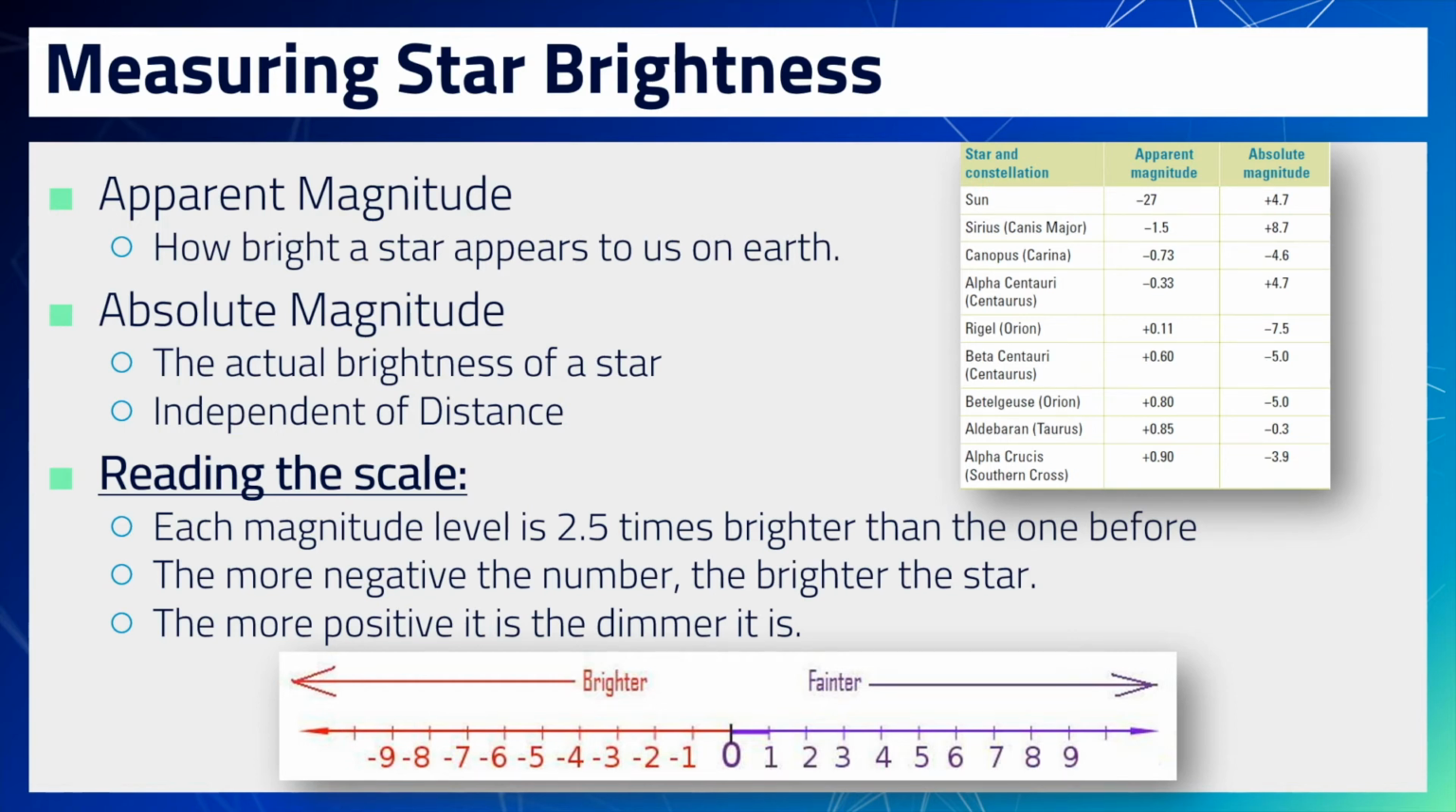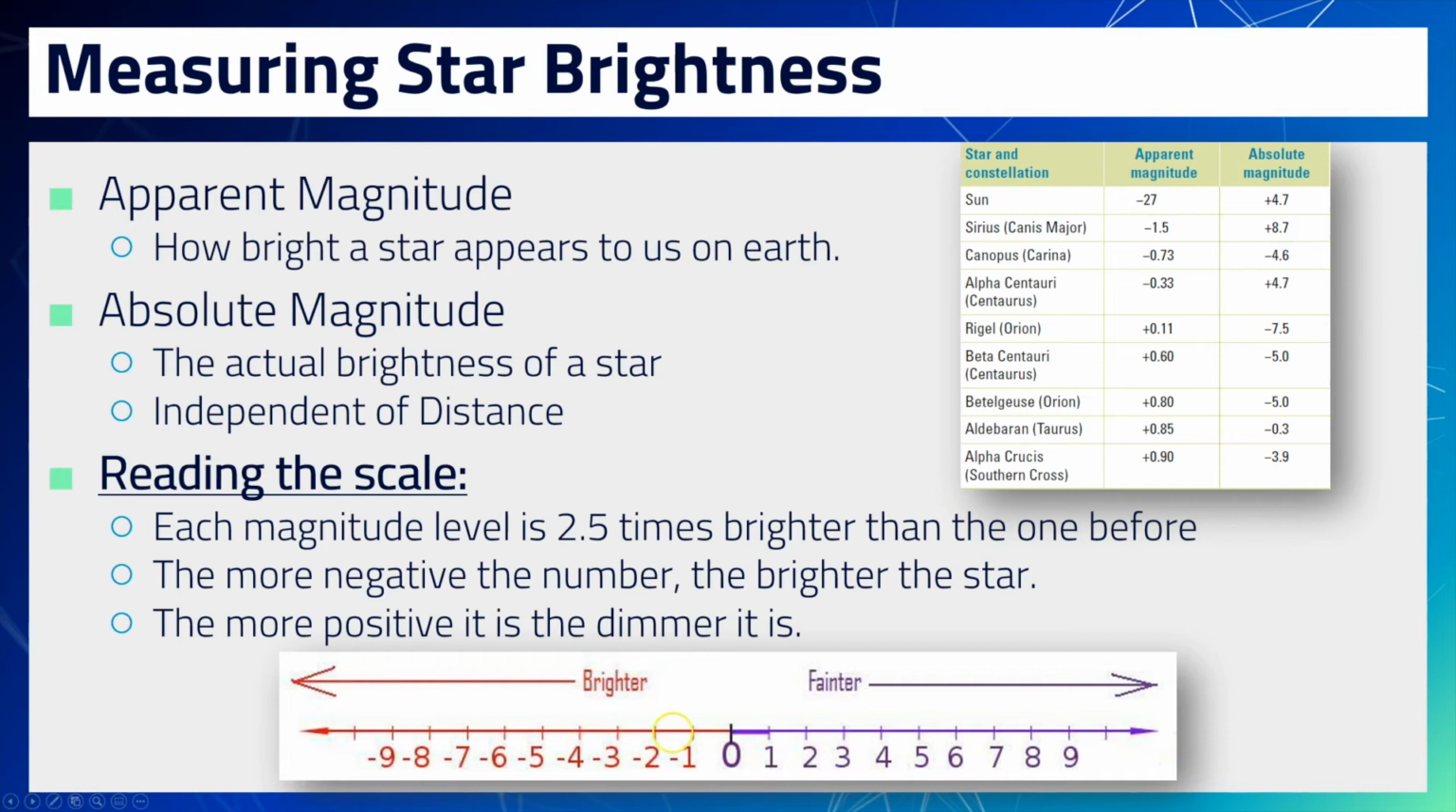Now, we represent this on a scale, and there's a couple of points to know about reading the scale. The first is that each level difference is 2.5 times difference in brightness. So from 1 to 2, it's not just double as bright, it's 2.5 times as bright. So it's a bit more than that. And the other thing is, and this is where things get a little bit confusing, the more negative the number that you have, the brighter that actually means. So the more negative a number, the brighter that star actually is, and the more positive, the dimmer it is.